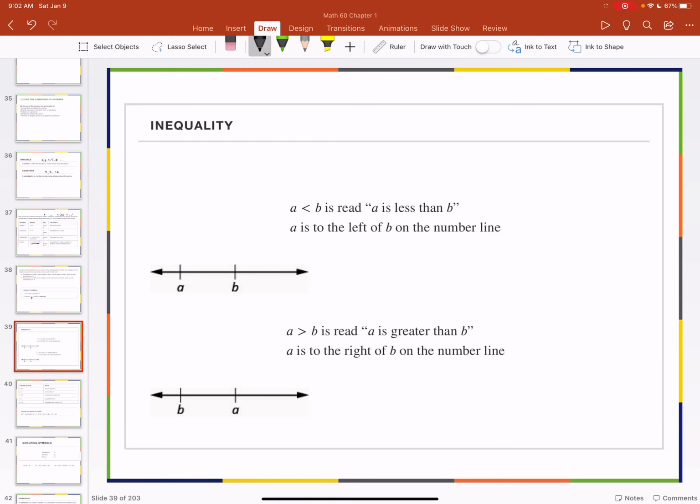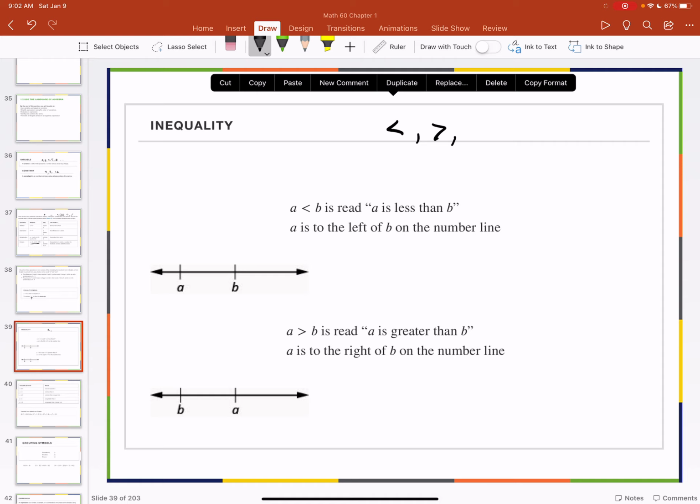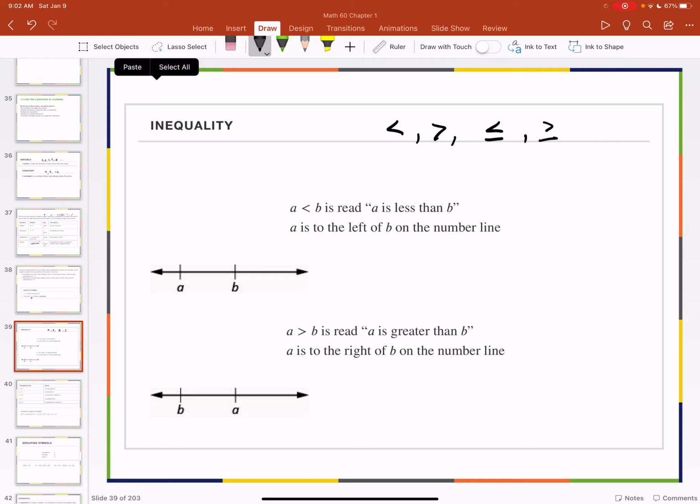Okay, now what's an inequality? So an inequality, it could be less than, greater than, less than or equal to, greater than or equal to, okay? So in this case, strict inequalities are A is less than B. See how A is to the left of B on the number line? And in this case, A is greater than B. Okay, so greater than. A is greater than B.